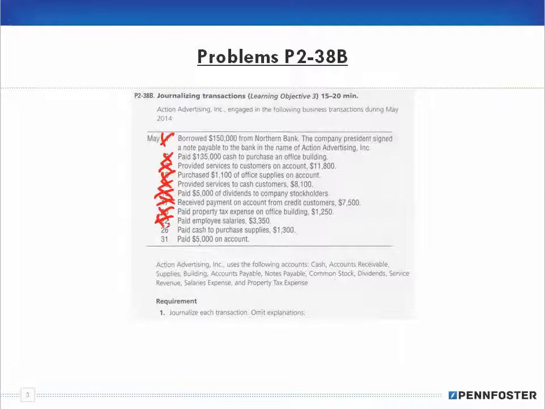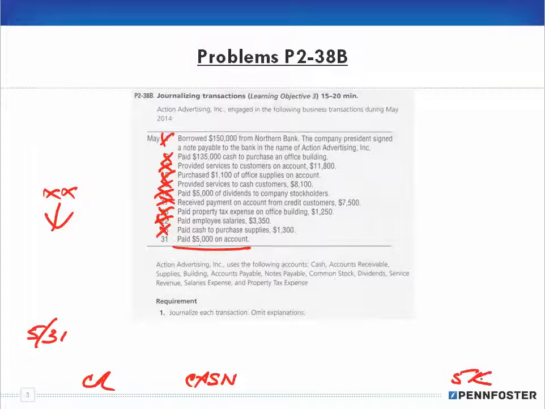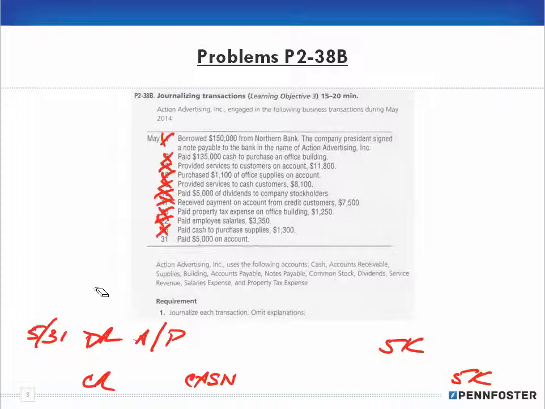Last entry here is 531. It says paid 5,000 on account. Okay, so my cash is decreasing because I'm paying it out. So I'm crediting cash for 5,000. And that means I have to debit something else. If I'm paying on account, I'm paying on my accounts payable. All right. So I debit accounts payable for 5,000, and there's the entry. I don't have to think about whether accounts payable is a debit or credit because I just backed into it. And that's it for this problem.